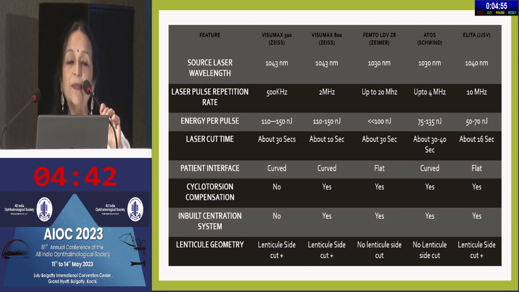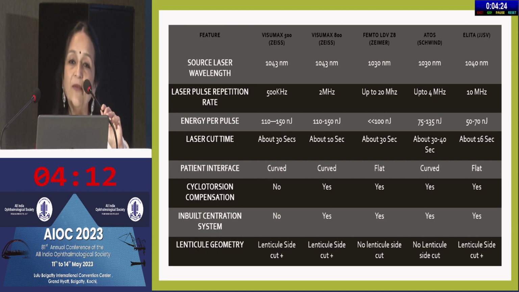The laser pulse repetition rate is what has changed in the newer platforms, and it has gone much higher, up to almost 10 megahertz, making the procedure much more refined with smoother dissections. The energy per pulse is also going lower and lower. Laser cut time ranges between 10 seconds to around 30 seconds in different platforms.